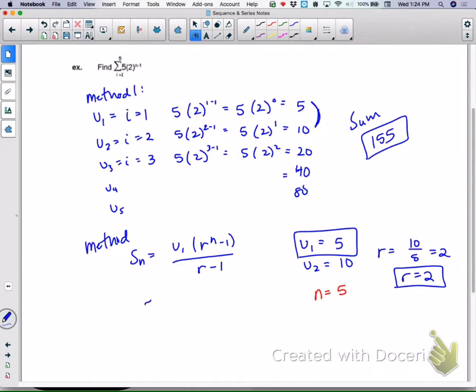Okay, so my first term is 5 times 2 to the 5th power minus 1 over 2 minus 1. I'm using that formula because my R value is bigger than 1, and this way I'm not going to get a negative, but again, it doesn't matter which formula you use. 5 times 31 over 1 ends up giving me 155. So, same value there.